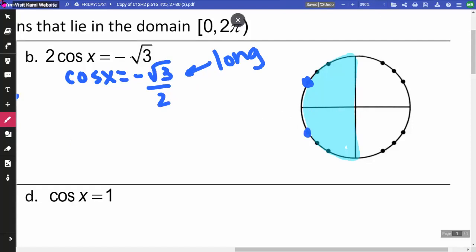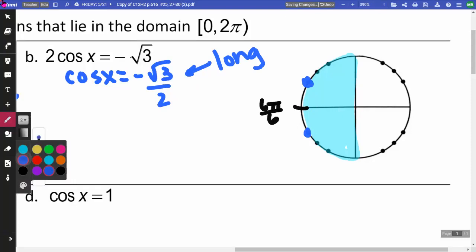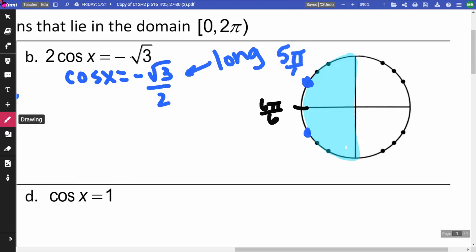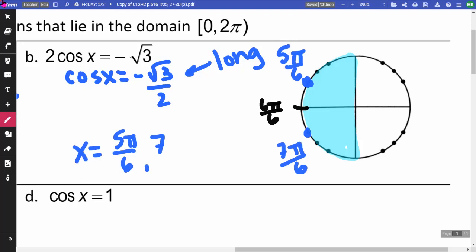And so these are pi/6. This right here would be pi, or 6 pi/6, which means that these answers are going to be 5 pi/6 and, let's see, 7 pi/6. And those are going to be your answers. So 5 pi/6 and 7 pi/6. And again, we don't need to do the plus or minus 2 pi n or anything because we're going from 0 to 2 pi, but not including 2 pi.